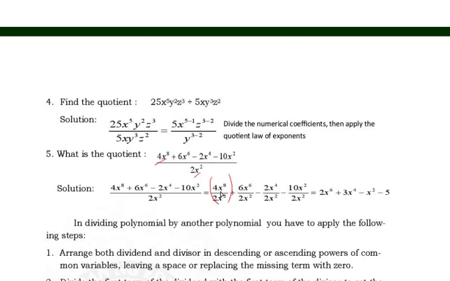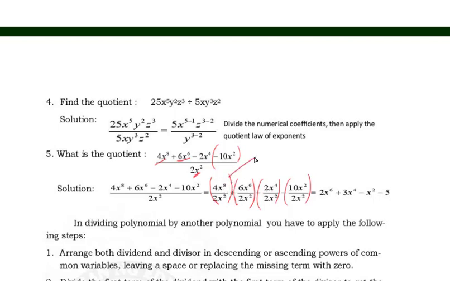So, 4x raised to 8 divided by 2x squared, no? Plus, ito naman, divided by uli doon sa 2x square. So, 6x raised to 6 divided by 2x square. So, ito yon. Ito yung second na term natin. Number 4, ito, negative 2x raised to 4 divided by 2x square. Na ito na yan. Negative 2x raised to 4 divided by 2x square. The last is negative 10x square divided by 2x square. Yan na. Okay. So, the next is, pag ganito na, pwede nating i-apply yung quotient law of exponent.